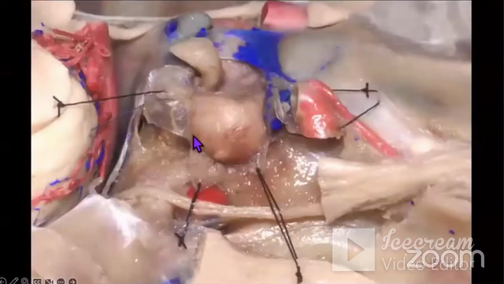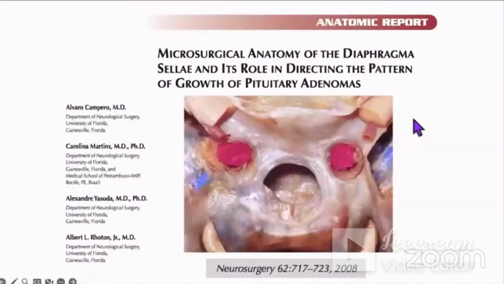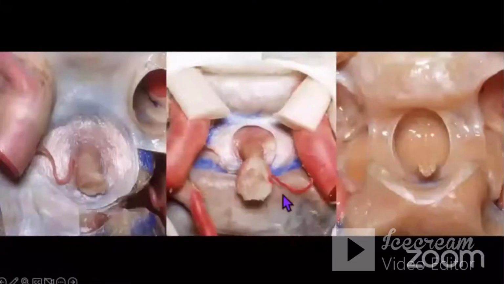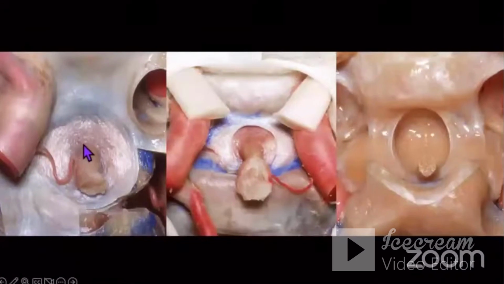And here we open that lateral portion or lateral wall of the pituitary fossa, and we can see directly the pituitary gland. Another important thing is the anatomy of the diaphragma sellae. We published in 2008 this paper, but thinking about the growing of the pituitary adenomas. But we studied and we saw that sometimes the opening of the diaphragm is almost just for the pituitary stalk.